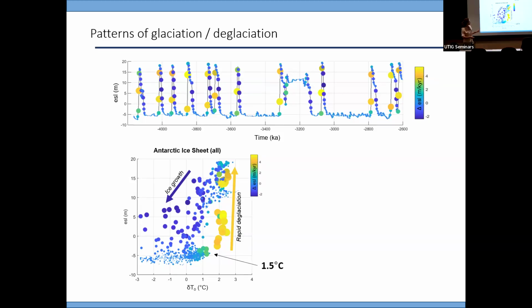This is a 1.5 degrees Celsius threshold. This absolute number is somewhat dependent on the model experimental setup, but it's still, I think, a big yikes moment, right? Around 1.5 degrees warming, you trigger these big sea level responses.